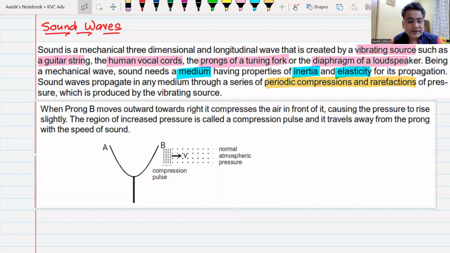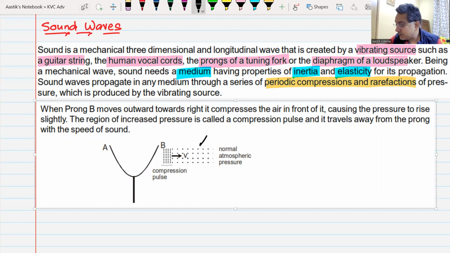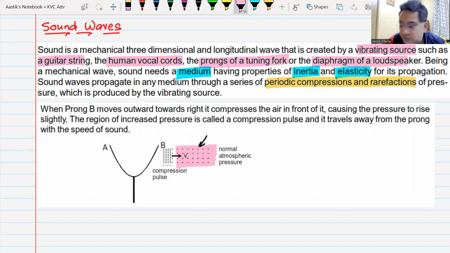So as you can see, this is a tuning fork. When the prong of the tuning fork vibrates, what happens? The air molecules at some portion, see these air molecules here in this pink zone, are at atmospheric pressure. Do you see them? But look at these molecules which are closer to this prong. Because of the vibration of this prong, they have come closer. They have been compressed. This is the region of compression.